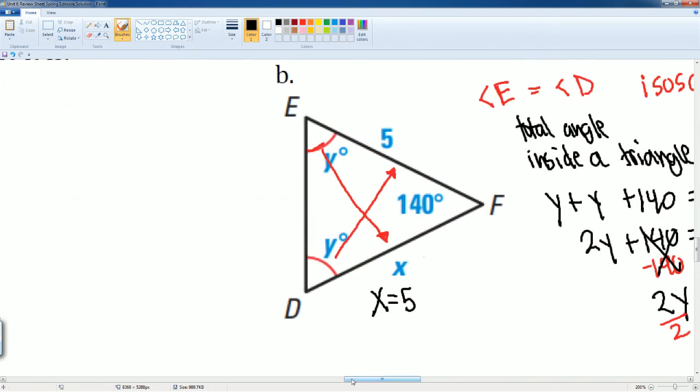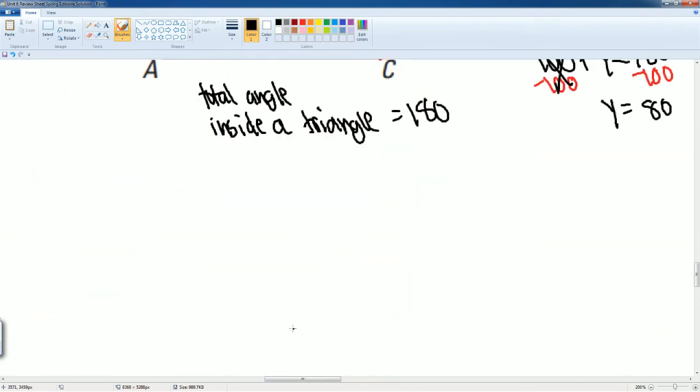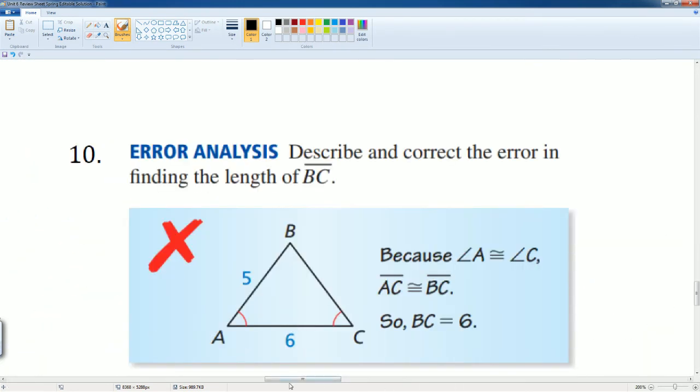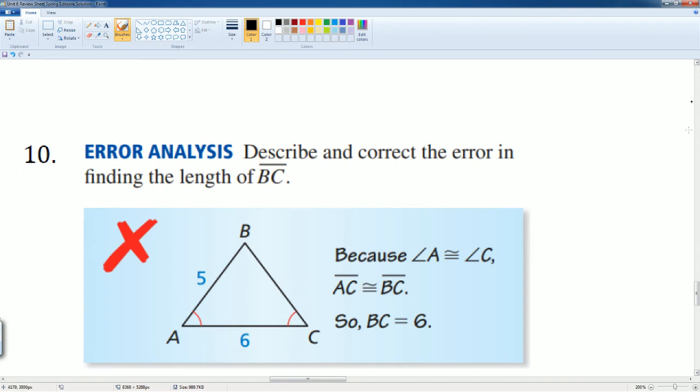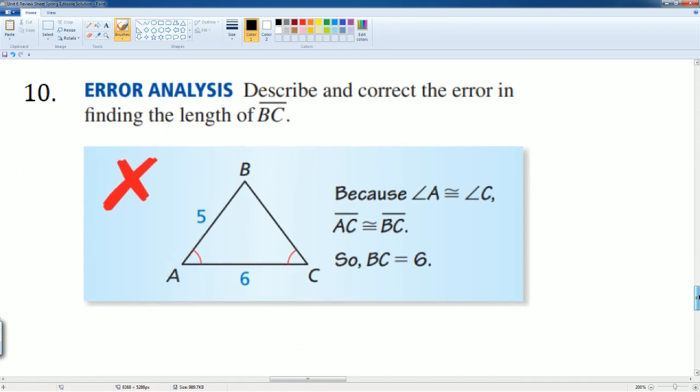Lastly, let's look at question 10. Question 10 is an error analysis question that asks us to describe and correct the error in finding the length of line BC. Notice that this is an isosceles triangle because these two angles are the same. So we can say two angles are the same. So this allows you to set up the isosceles property.